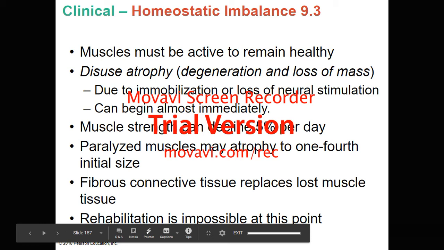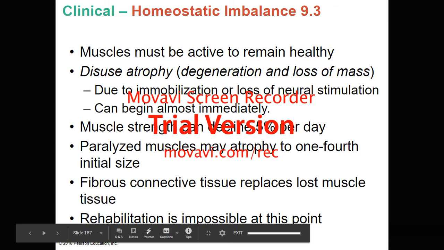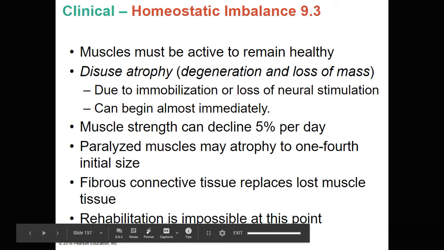It can also be due to some type of neurological disease. Your skeletal muscles have to get stimulated by neurons, so if you have some kind of neurological disease, that can also lead to muscle atrophy. Muscle strength can decline 5% per day. Paralyzed muscles may atrophy to one quarter of their initial size. Fibrous connective tissue replaces lost muscle tissue, and rehabilitation is impossible at this point.